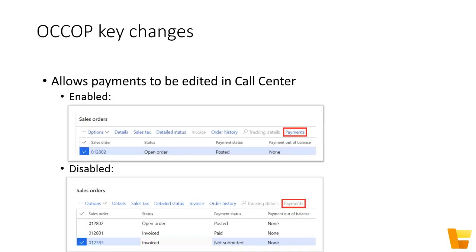And another key change here, which you probably noticed if you played around with the feature, is when this feature is enabled, you can click on your payments in call center and see your payments as if the order was generated in call center. If the feature is disabled, the payments button is disabled and you can't manage your payments. So that's a key point there. This is the biggest part of this feature, that you can click on this and manage payments from call center.